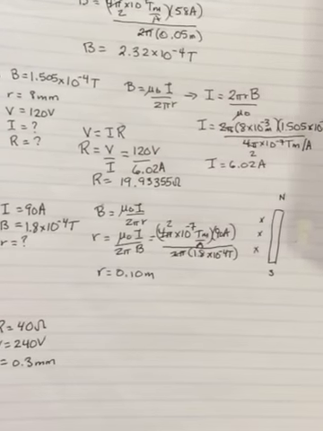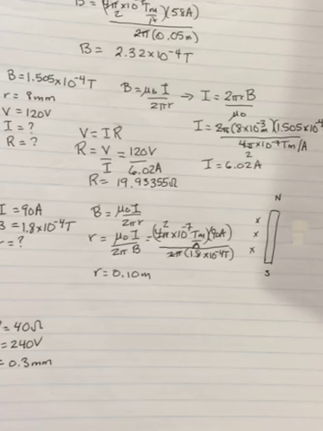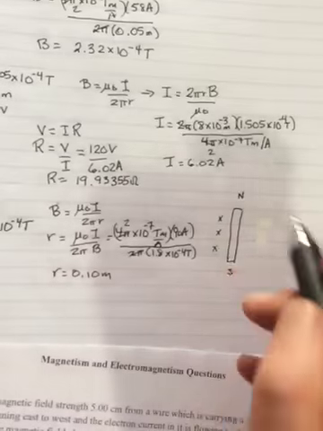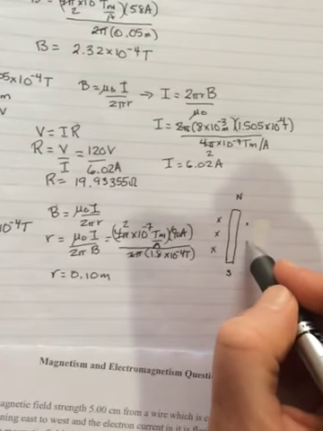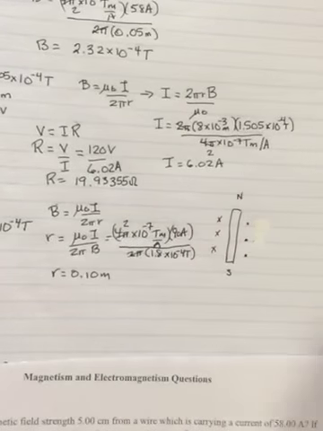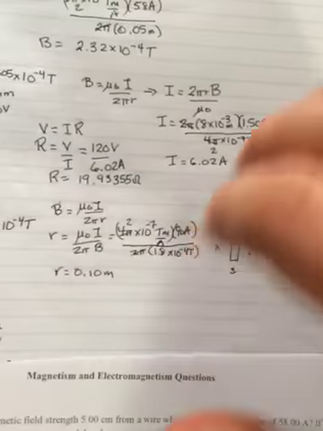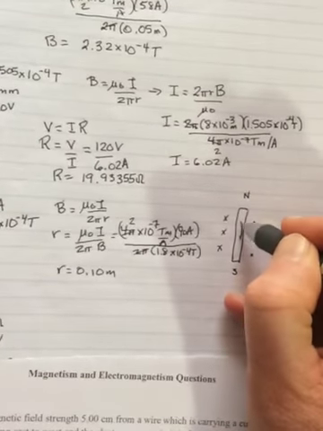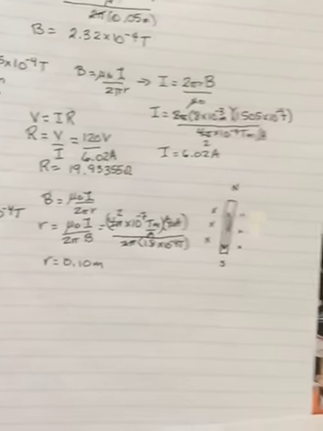Second part of the question says the wire's running north to south. The field's going into the page on the west side. What is the direction of the conventional current? So the wire's running north to south, into the page over here means out of the page over here. Conventional current, take your right hand, curl your fingers. Your thumb would be pointing this way. Current is going to the south would be the answer.